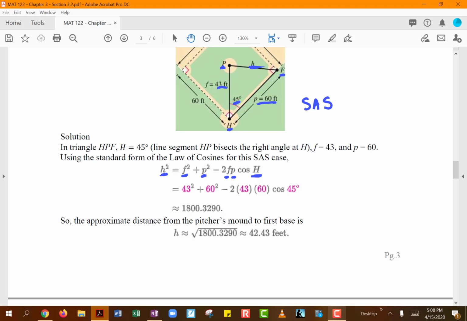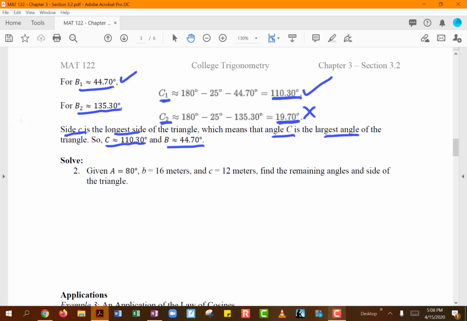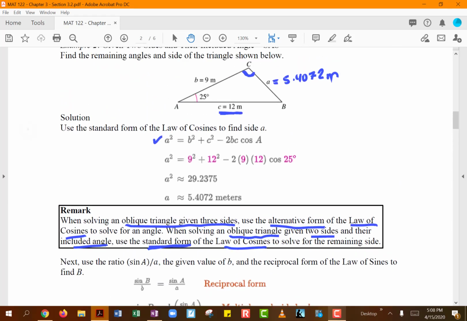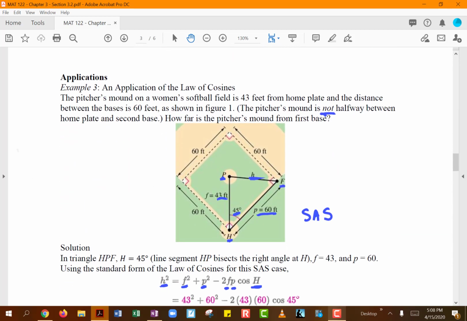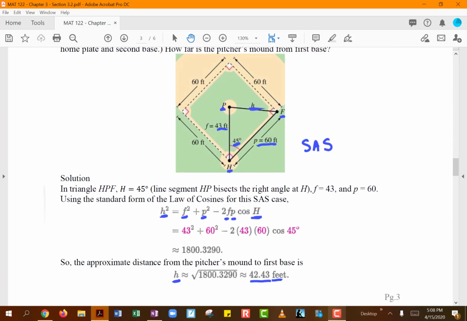So again, go ahead, plug your numbers in. You get H squared as 1800.3290, and then take a square root on that number, and you're getting the distance H to be approximately 42.43 feet. Okay, so kind of like how we calculated our side A in example 2, that's the same thing we are doing in this application over here.